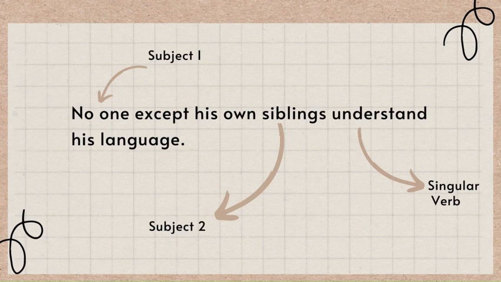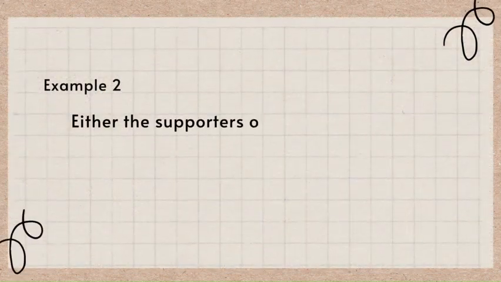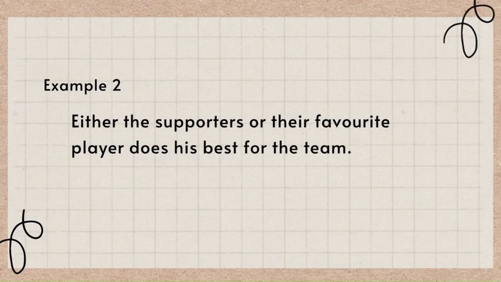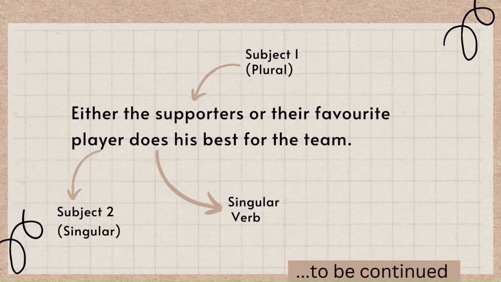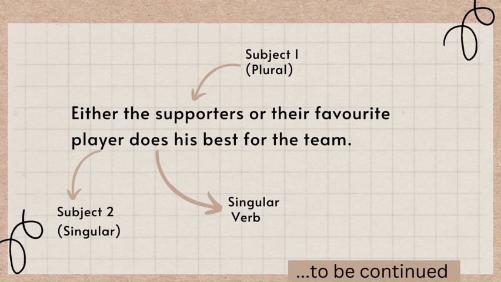Another example is either the supporters or their favorite player does his best for the team. So we have the supporters, which is plural, and we have their favorite player, which is singular. But since the verb is closer to their favorite player, it agrees with it. That is why we have a singular verb, does. So that is concord proximity.